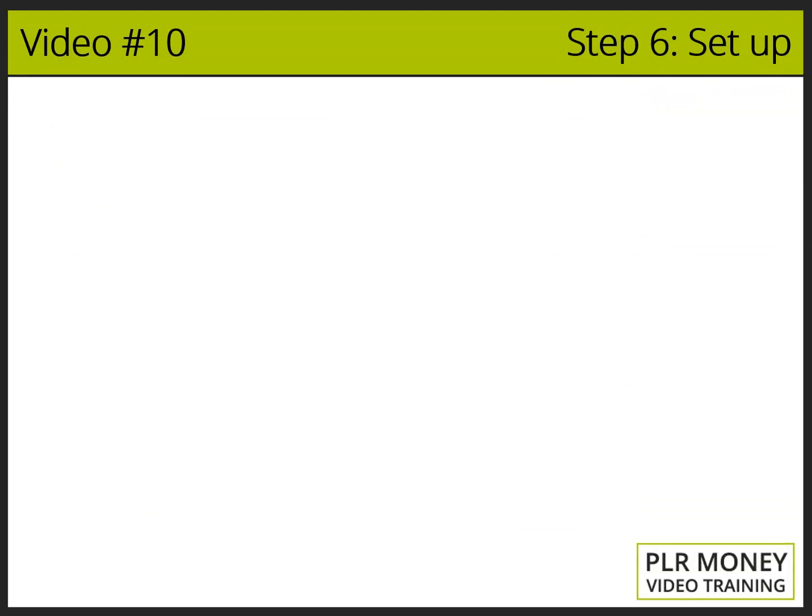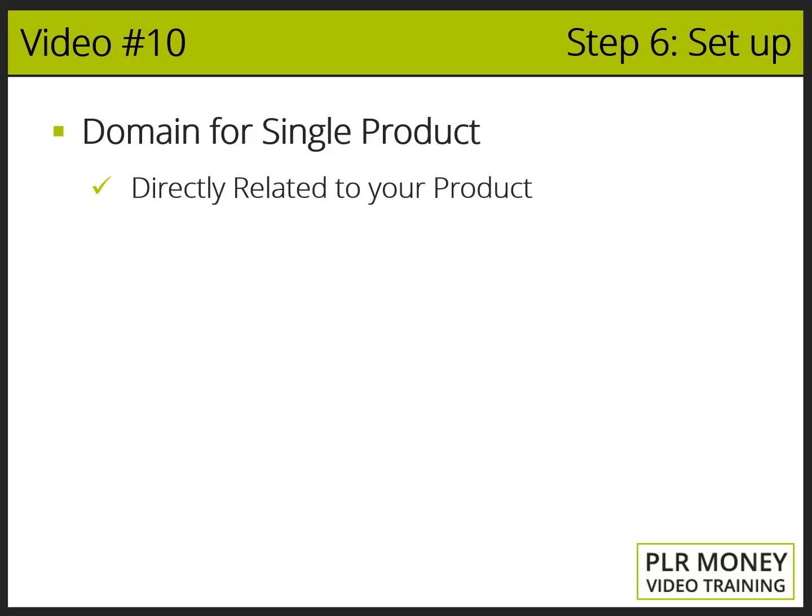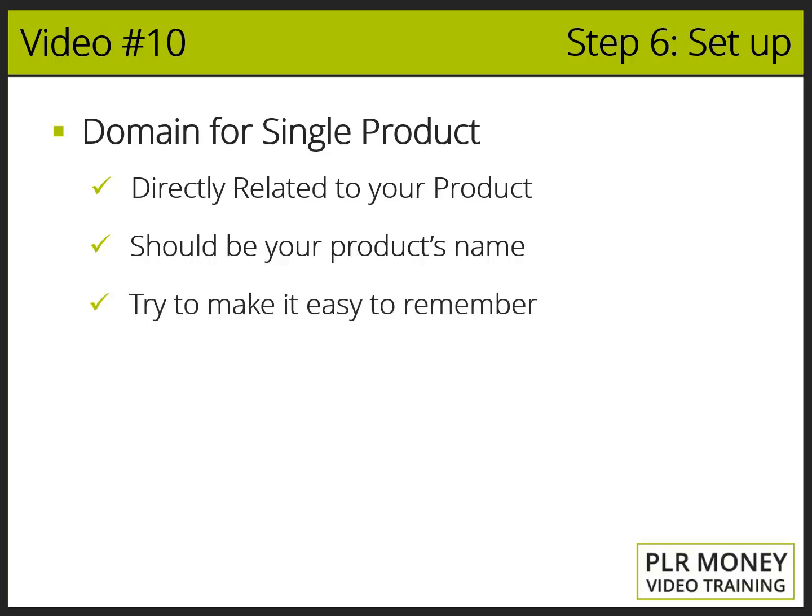If you decide to use the first scenario, that'll be just fine. You just need to buy a domain that might be directly related to your product. Your domain name should be your product's name if you decide to do it like this. Just try to make it easy for people to remember. So just in case they remember your topic, they can easily go there and check your offer again and even decide to purchase it.